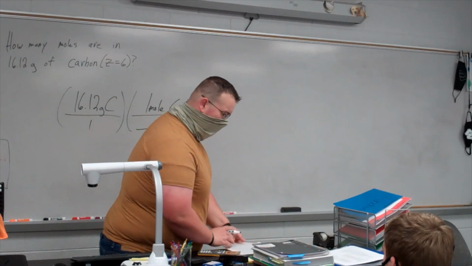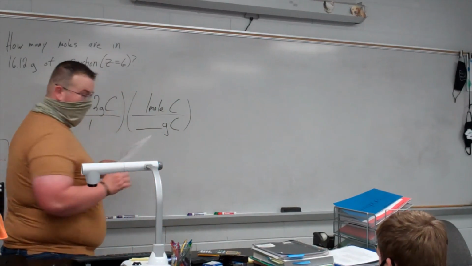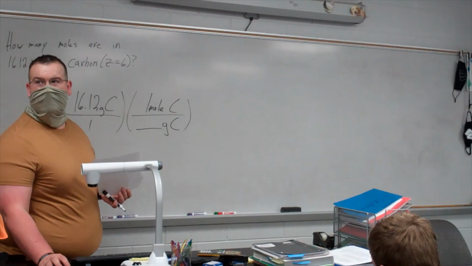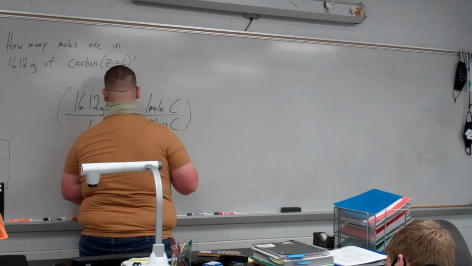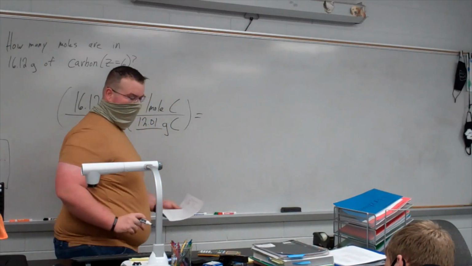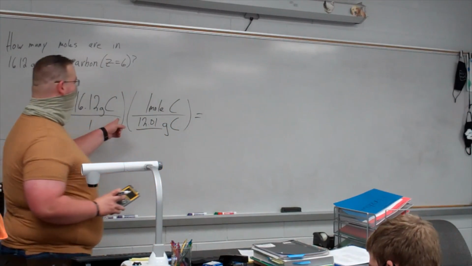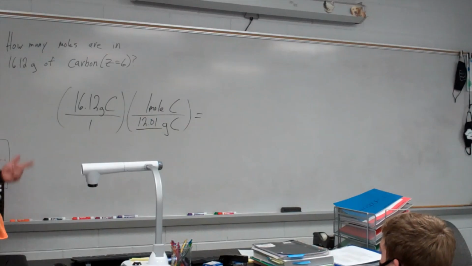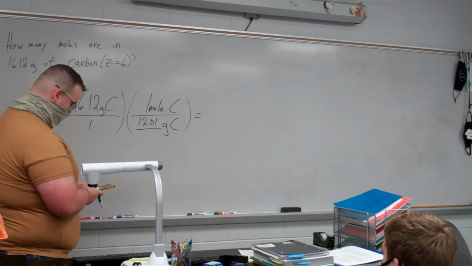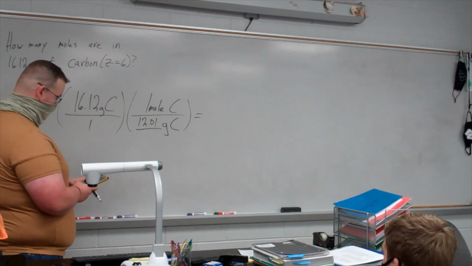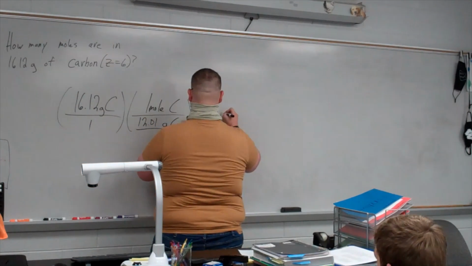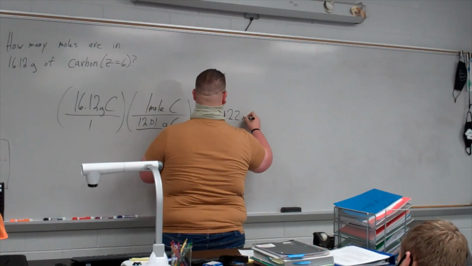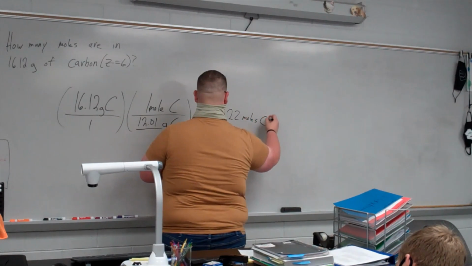Periodic table. So I go on there, average atomic number 6, right there. So that number right there, that average mass at 12.01, that's the number that goes in here. Do I multiply or divide these two? Divide, because one's in the numerator, one's in the denominator. So 16.12 divided by 12.01 equals 1.3422 moles of carbon.